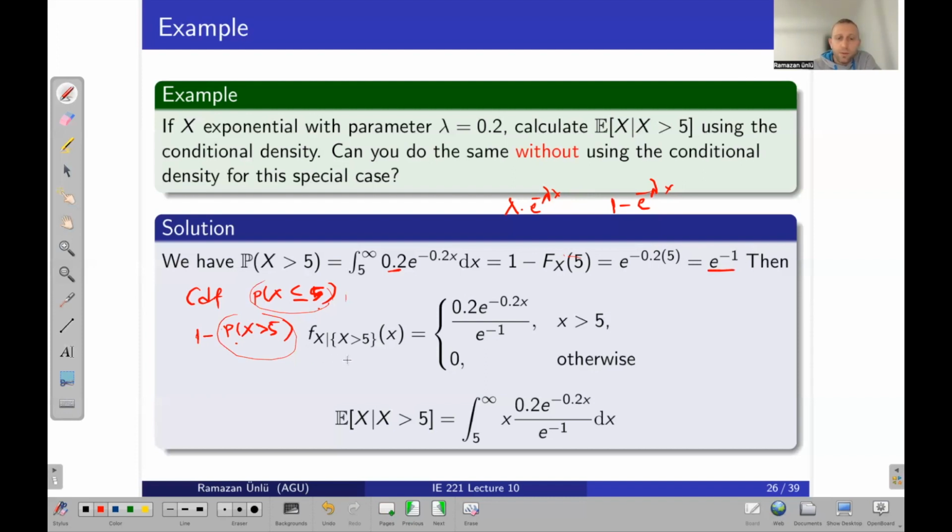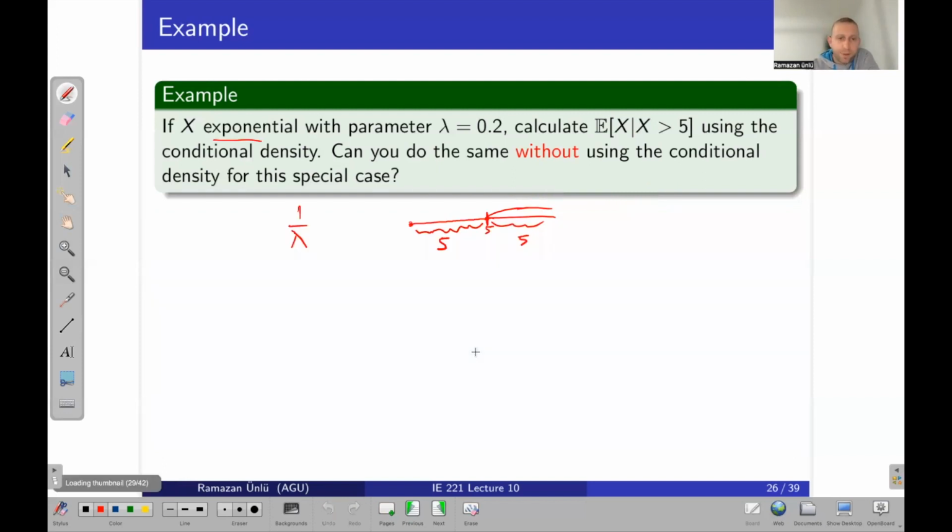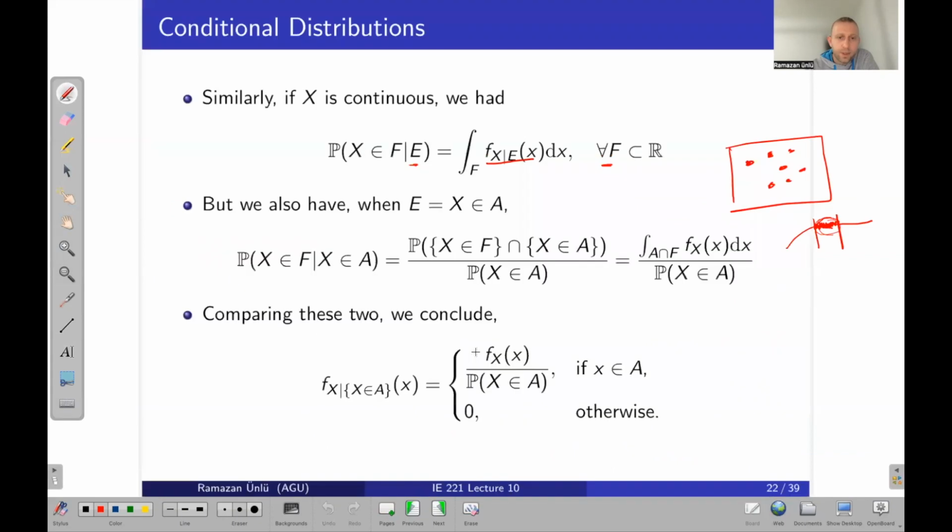So what is the conditional CDF here? The x given x is greater than 5. In this given information, what is the corresponding probability for any x? The CDF will give us that, right? Sorry, the PDF. What was the formulation? The PDF of x divided by the probability of x in A, right?